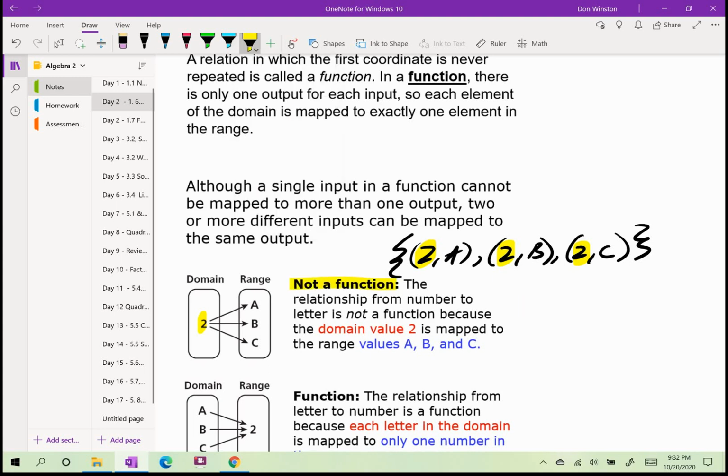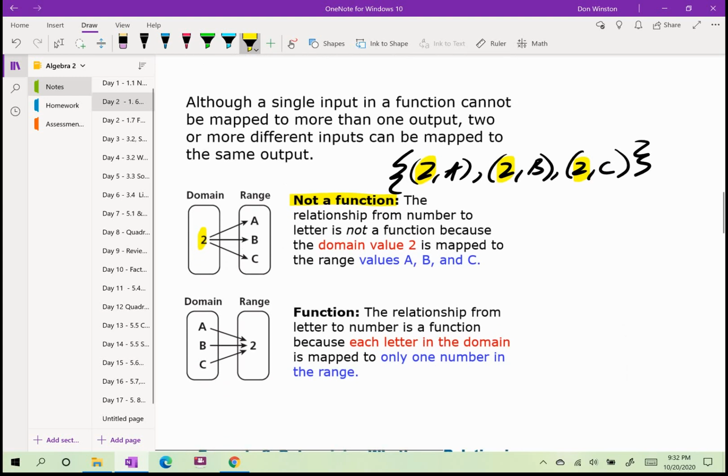For the relation to be a function, each x only has to go to one y. In other words, you don't have x's repeated. Here, I have 2 repeated 3 times. But now, it's okay though. So it's okay to have different x's that have the same y.